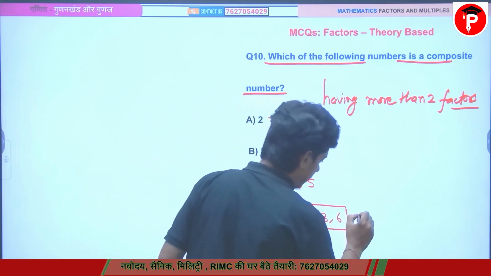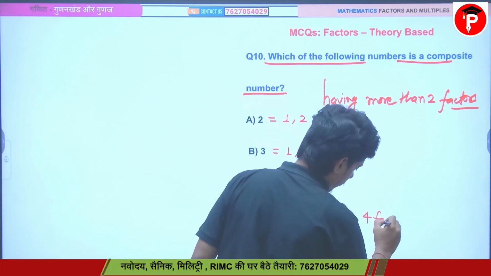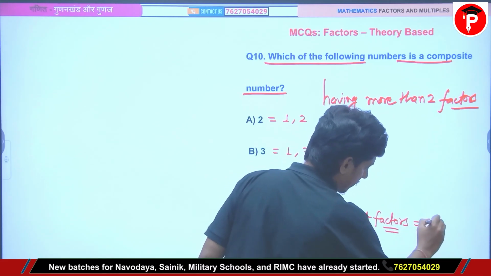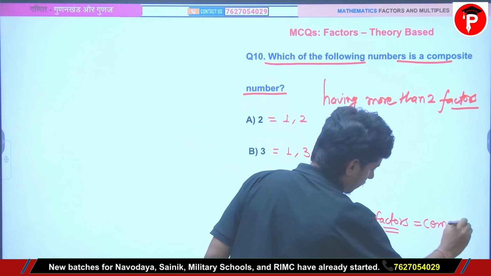How many factors does this number have? This number has 4 factors. So this is our composite number. Okay.